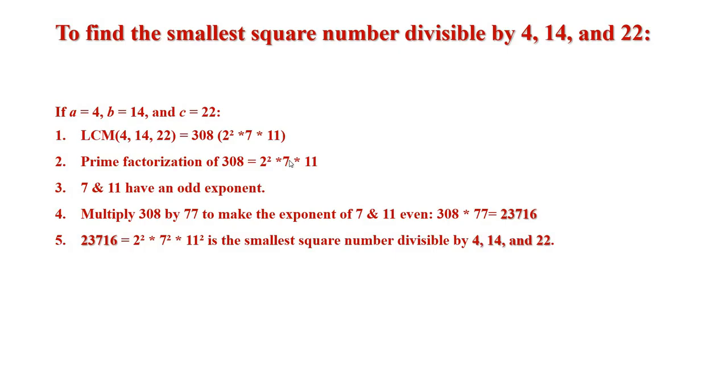We see that 7 and 11 have odd exponents. So the whole lot is to be multiplied by 7 into 11, that is 77. So 308 is multiplied by 77, so that the exponents will be even. Now when we multiply these two, we get the number to be this. So this is the smallest square number divisible by 4, 14, and 22.